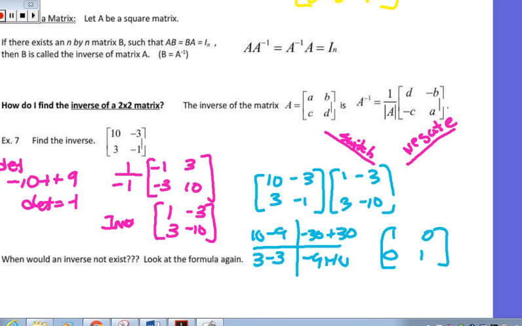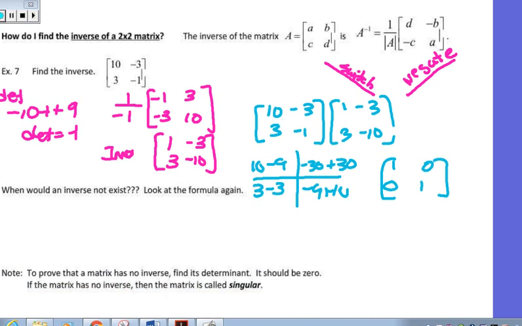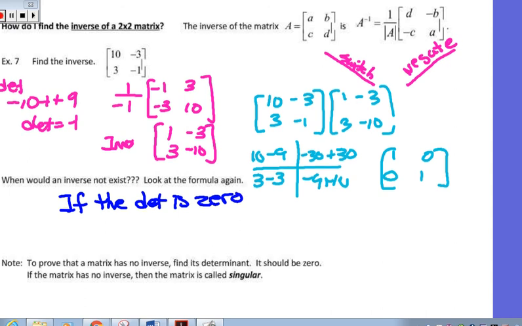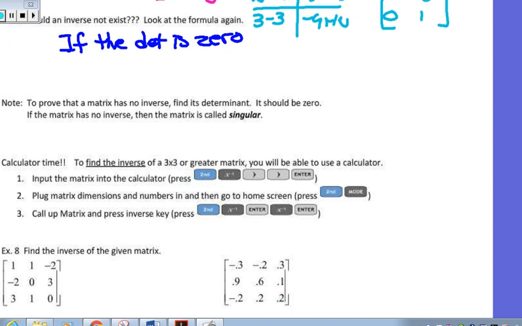So here's a thinking question for you. Taking a look at the formula over here. How or when will a matrix not have an inverse? And it comes from this part here. In any fraction, the denominator cannot go to 0. So the answer is if the determinant is 0. Alrighty, so just to prove that a matrix has no inverse, you would take the determinant and see if it is 0 or not.